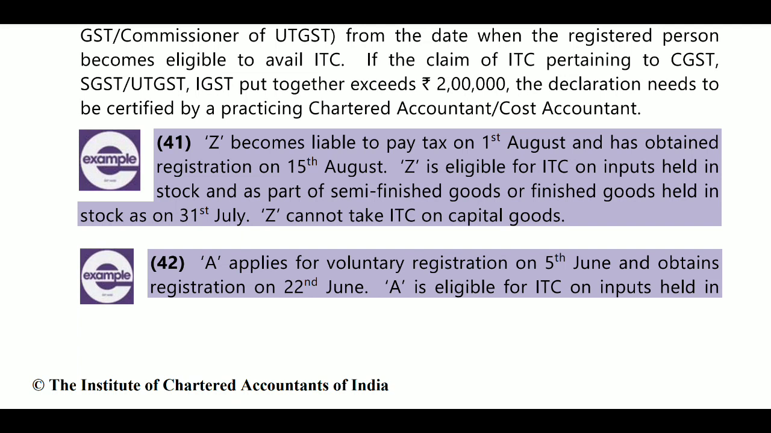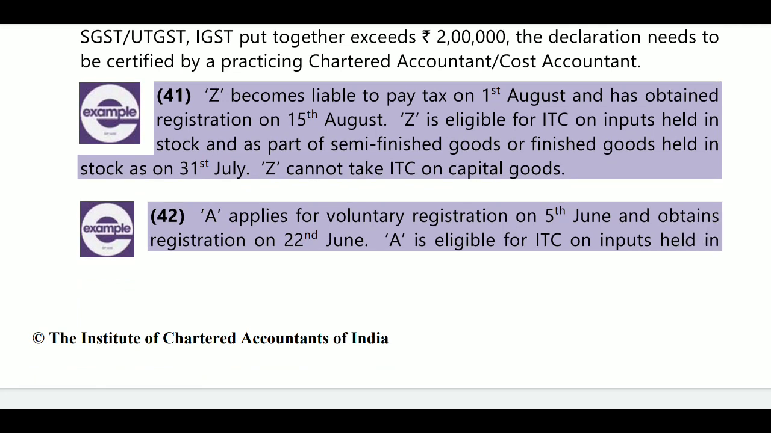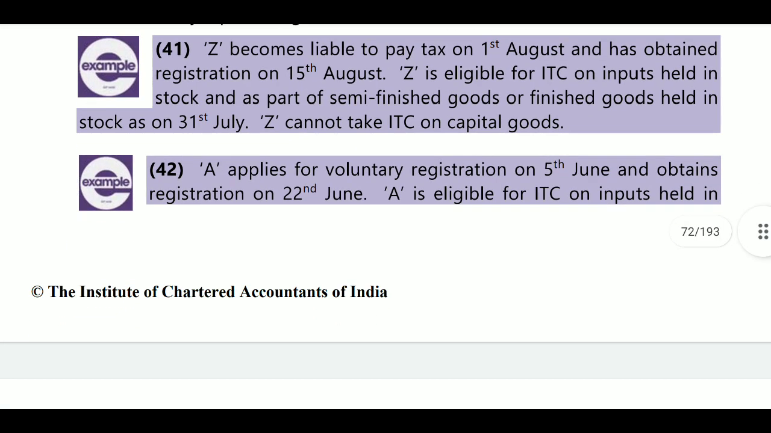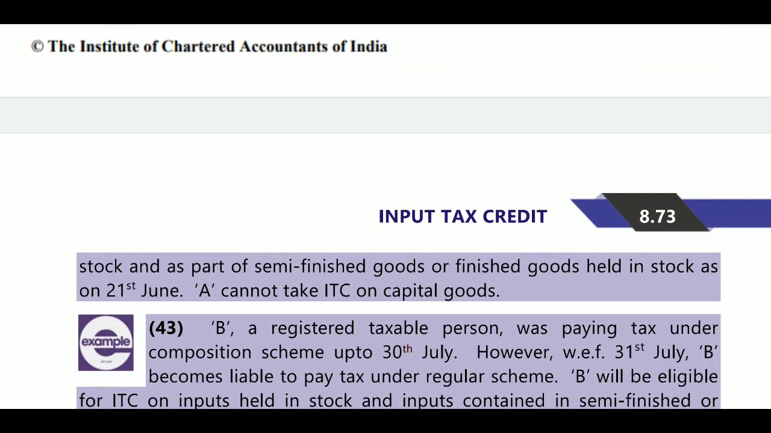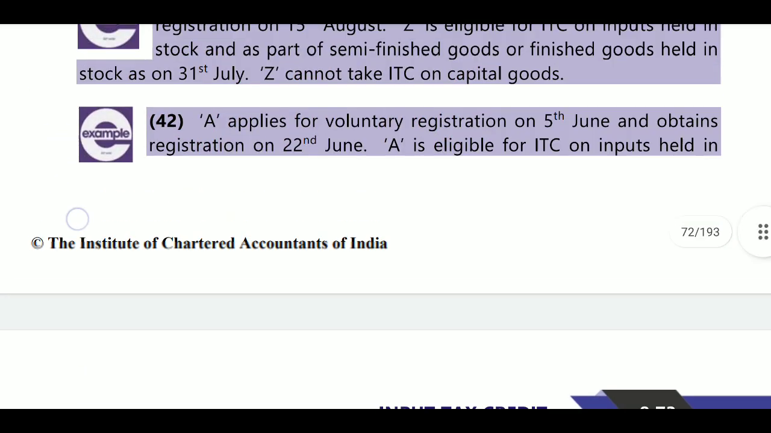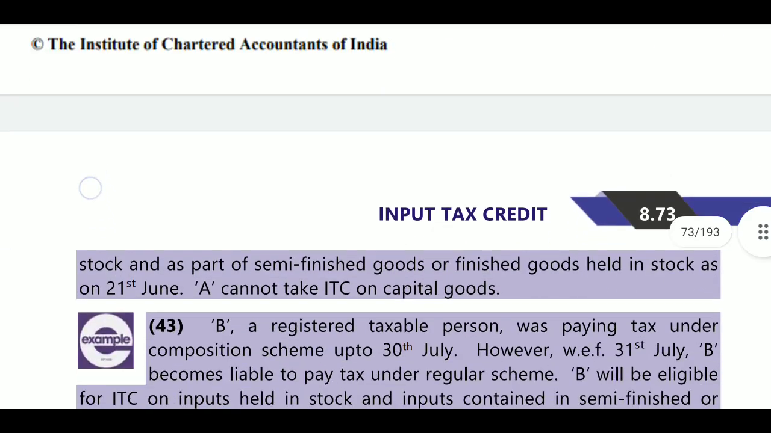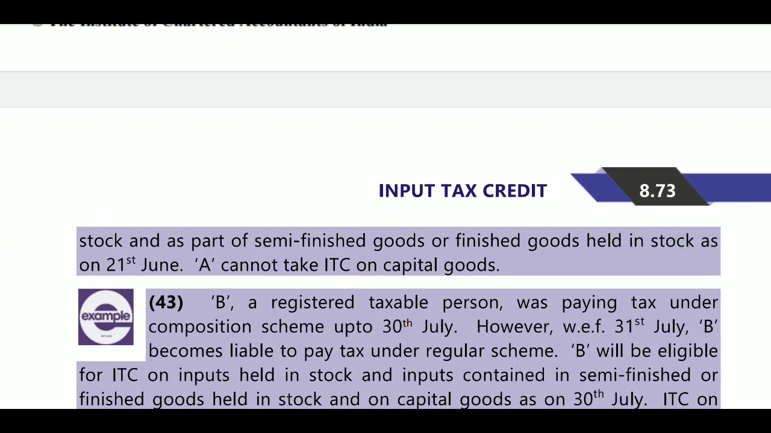So next, A applies for voluntary registration on 5th June and obtains registration on 22nd June. He is voluntarily registering on his own on 5th June and obtains registration on 22nd June. A is eligible for ITC on inputs held in stock, as part of semi-finished goods or finished goods held in stock as on 21st June, that is preceding the registration obtained. He cannot take ITC on capital goods. So persons who are applying for registration within 30 days from becoming liable for registration, or persons obtaining voluntary registration, cannot claim the capital goods ITC.